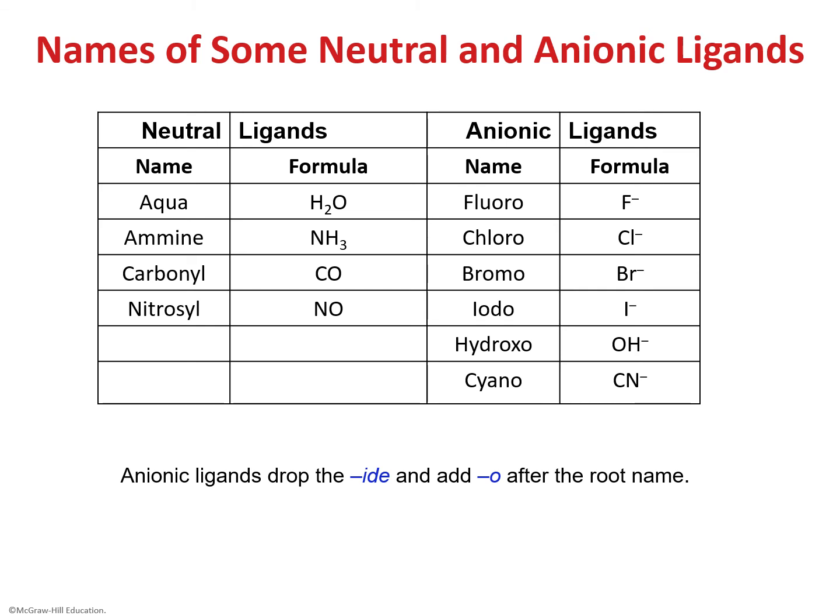Next, for the ligands that are anionic, we saw what the name is. F minus is fluoride, the IDE changes to O, so it becomes fluoro. Chloride becomes chloro. Bromide becomes bromo. Iodide becomes iodo. Hydroxide becomes hydroxo. Cyanide becomes cyano. So IDE is replaced with O.